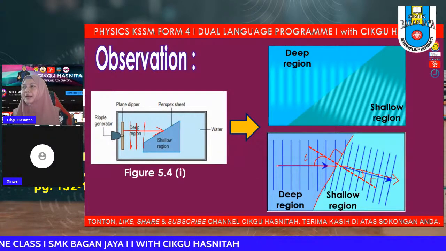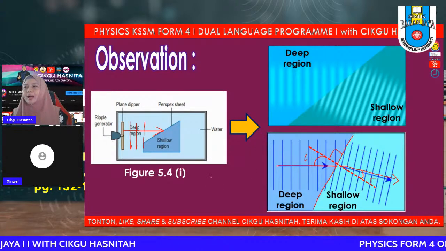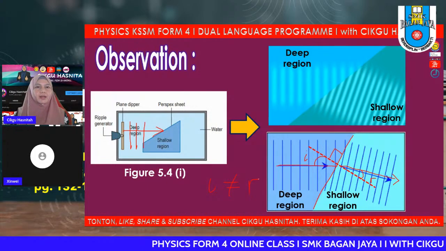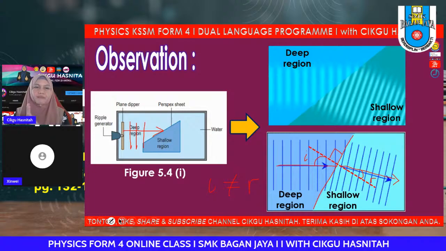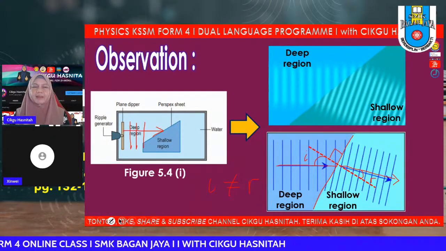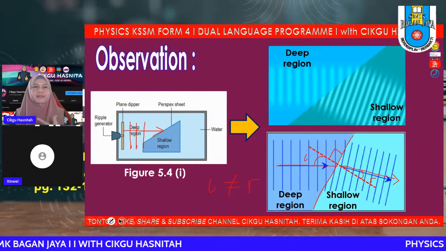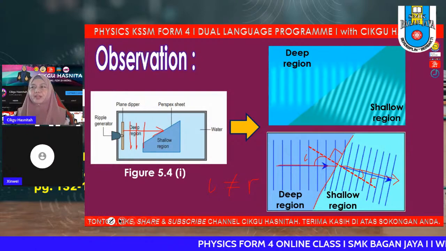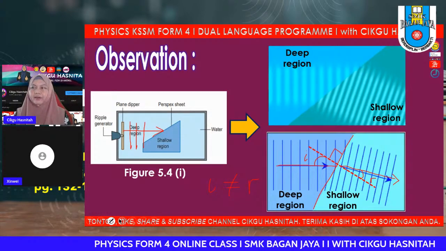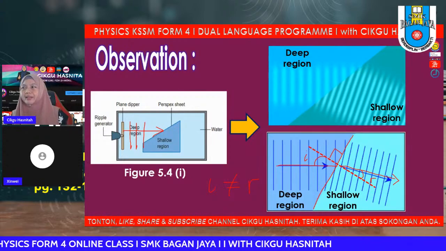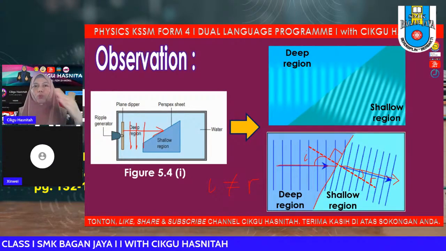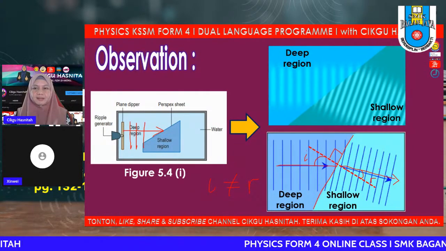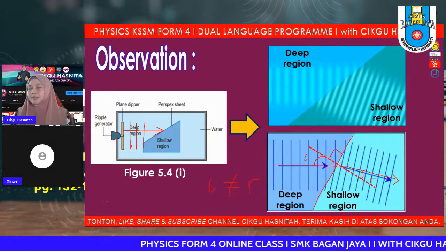So you can see that as the direction changes, i will never be equal to r. Remember, in refraction, i is never equal to r, as opposed to what happens in reflection. In reflection, i is always equal to r. But for refraction, i will never be equal to r, because the refracted wave either moves towards or away from the normal. So that's why i and r will always be different. Okay, next.